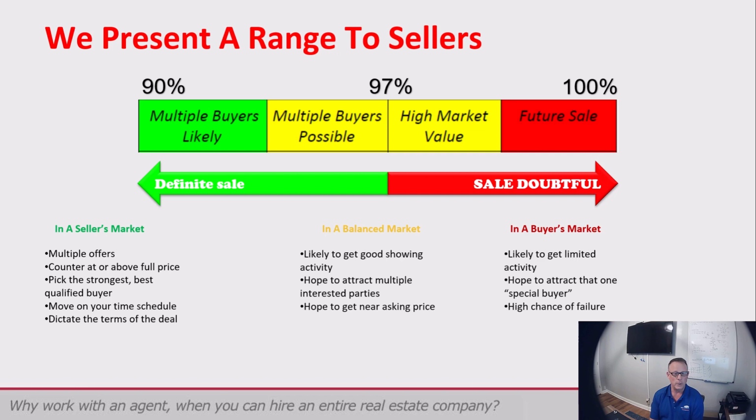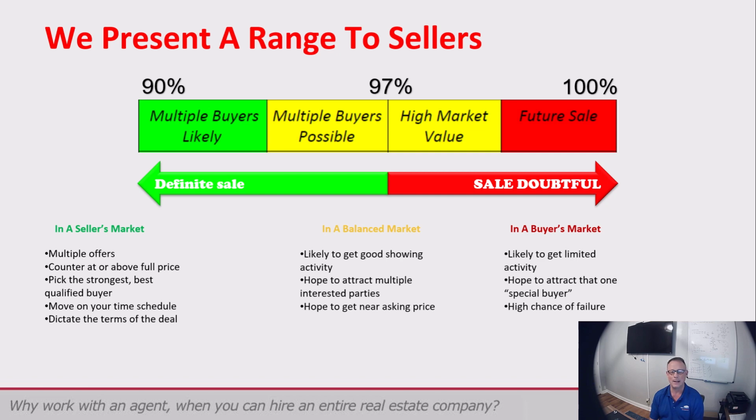So when you look at the range from green to red, a definite sale, you price something at 90%, you're going to have people bidding all over. You're going to be able to counter at or above full asking price. You get to pick the strongest, best qualified buyer if you're a seller. That's really important. Who cares if you get a strong offer from a weak buyer? It allows you to move on your time schedule. When you price something below market, you get to pick when you sell the home and when you move. And you get to dictate the terms of the deal.